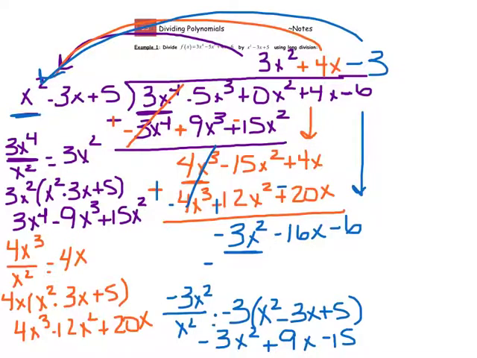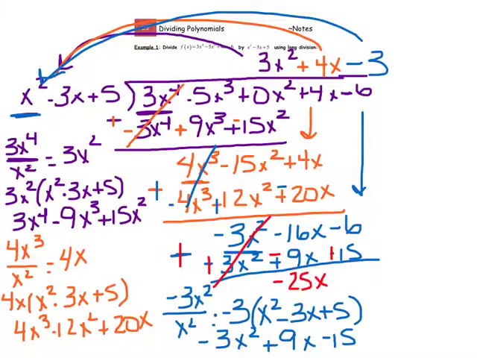Okay, again, we're going to write that underneath here. Then we're going to subtract, but I'm going to change it to addition. All right, so this cancels out, which is good. Negative 16x minus 9x is a negative 25x, and then negative 6 plus 15 is a positive 9.